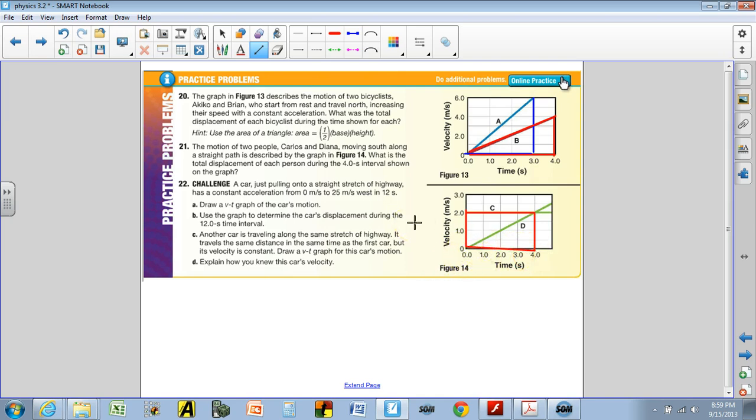Diane, on the other hand, is a triangle. How to figure out a triangle? Half base times height. 2 times 4 is 8. Half of that is 4. So she's only traveled 4 meters. He's traveled 8 meters. After 4 seconds, they're not at the same spot.